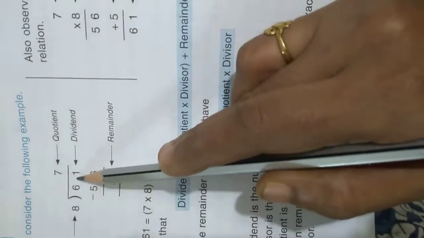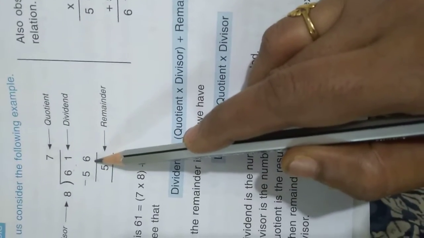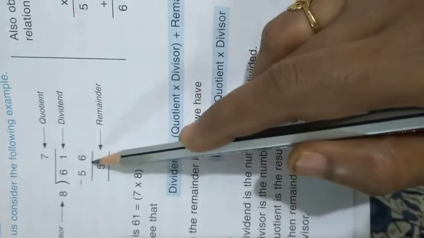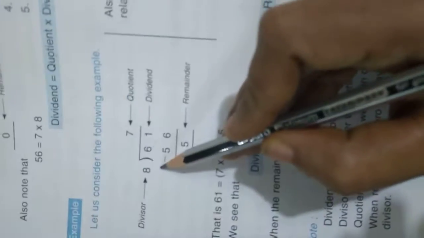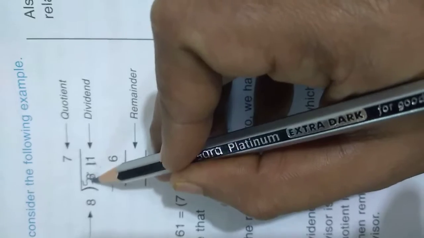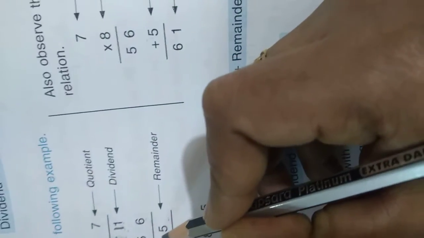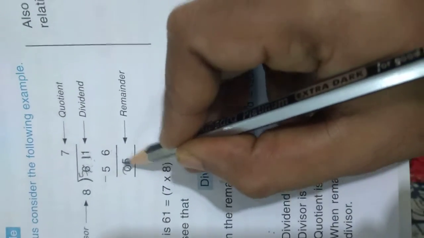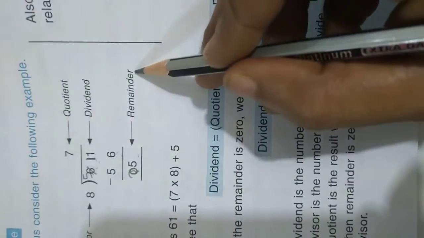Okay, when we take 56, we will get 8 7s are 56, we have to write 56. Then 61 minus 56 we have to do, children. Okay, 61 minus 56, then 1 is subtracted from 6, no, we have to cut this 6 and write 5, and write this 1 to make 11. Then 11 minus 6 we will get 5, that is the remainder, and 5 minus 5 will get 0. So 0 we don't write, only we have to write the 11 minus 6, 5, the remainder we will get.